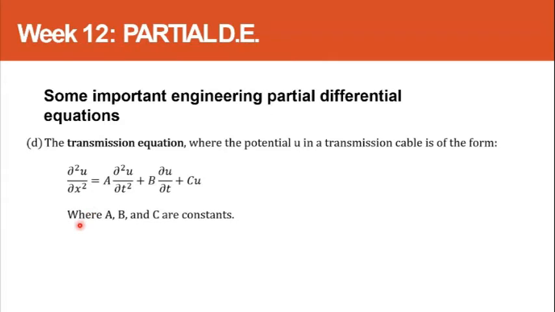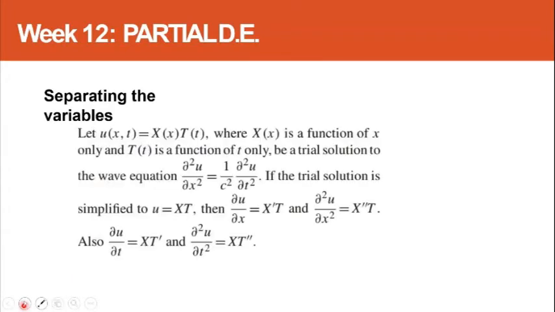Kung kanina wala tayong mga constant value, dito meron tayong A, B, and C. Nag-represent siya as the constant. We have here for the formula as second derivative of U over X is equal to A times the second derivative of U with respect to T plus B times first derivative of U over T plus CU. Yan naman yung formula niya.